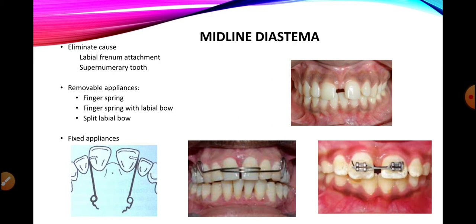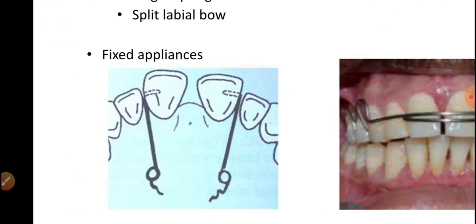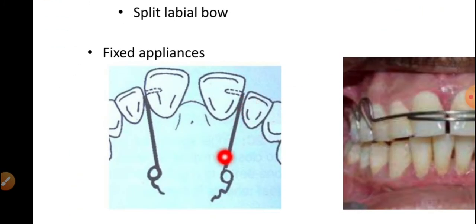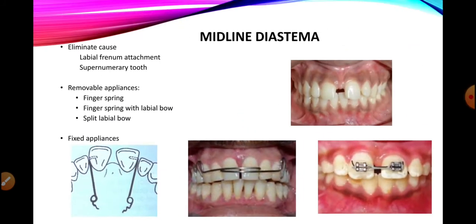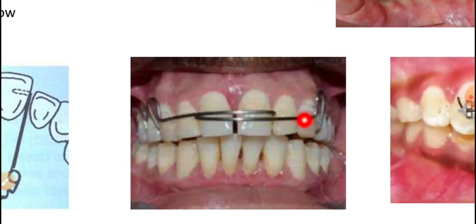So, the treatment of midline diastema can be done either with fixed appliances or with the help of removable appliances. Among the removable appliances, finger springs, these are the palatal finger springs, can be used to close the spaces between the central incisors, or the split labial bows. This is a split, from here to here and from here to here. They are activated to close the space.